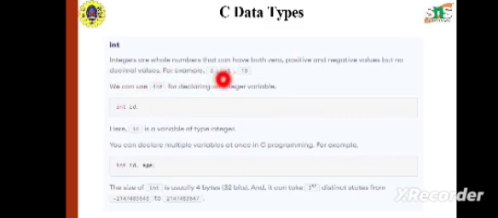Next, consider this one. Integers are whole numbers that can have 0, positive and negative values but no decimal points. For example, int id. You can declare multiple variables at once in C programming. For example, int id, age. So these two variables are going to hold the value of integer. That's why it is separated with commas.